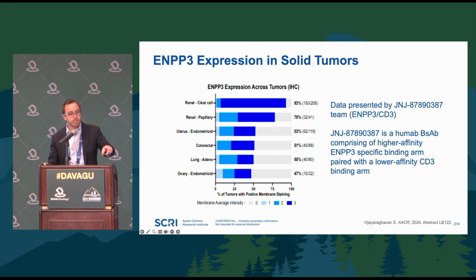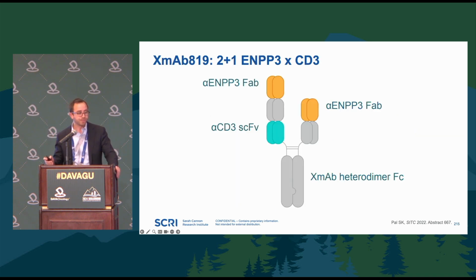But you can see here in their data sets, ENPP3 very ubiquitously expressed in clear cell RCC, 78% expression in papillary, and then you can see the gynecologic malignancies as well as colorectal and lung. So another proof of concept that this is a good target in kidney cancer, of course, as the primary modality, but also in other solid tumors as well. So that brings me back to XmAb819. So this is a 2+1.